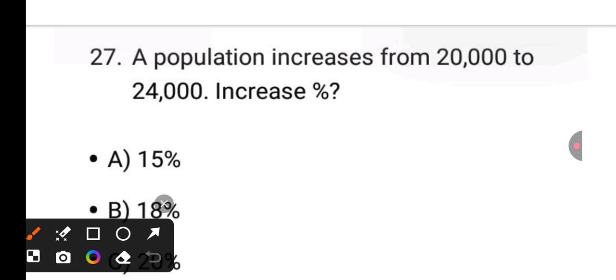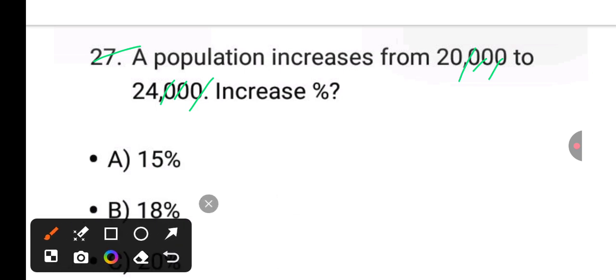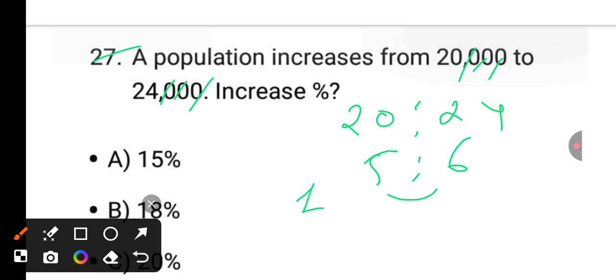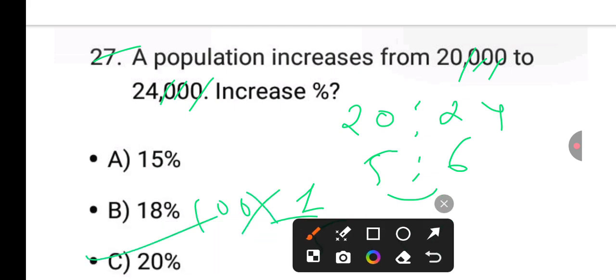Next, the population increases from 20,000 to 24,000. Again here, I can cancel the 3 zeros. Okay, it becomes easy for calculation. Now it is left with 20. 20 is becoming 24. Again 5 times, 6 times, 4 into 5 times, 4 into 6 times. 5 is becoming 6. It becomes 1 from where? From 5. Again it is 20%.